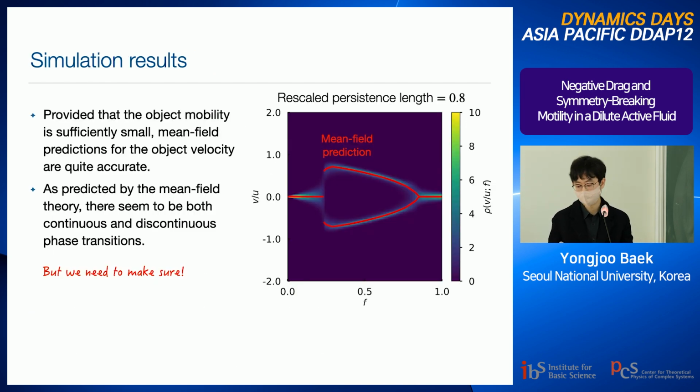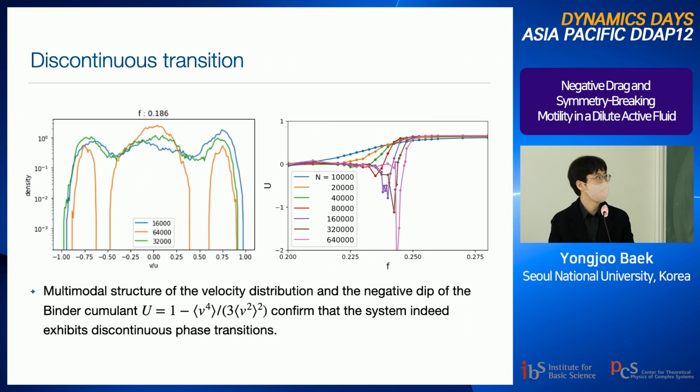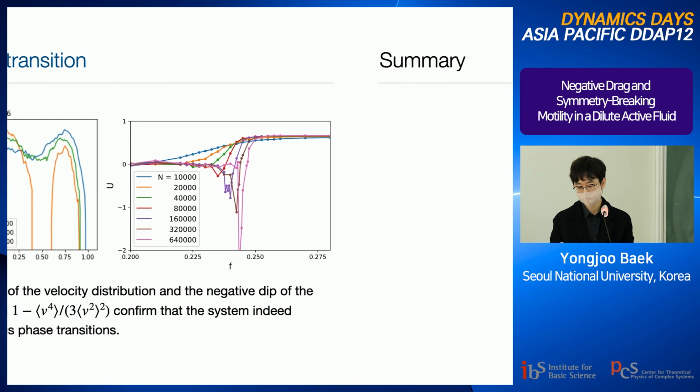So this is essentially like an infinite range Ising model in some sense. Now we can also check that there's really some kind of discontinuous transition here. To check that, we measure the Binder cumulant in the steady state, and we can see that there's this huge negative dip developing as we increase the number of particles, which is usually a signal that there are multiple coexisting peaks in the distribution of the order parameter. And we can indeed see that that is happening.